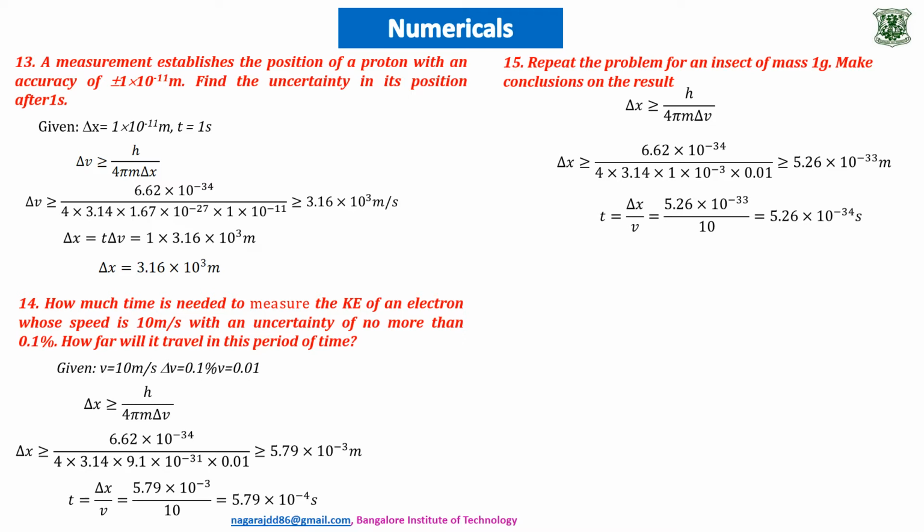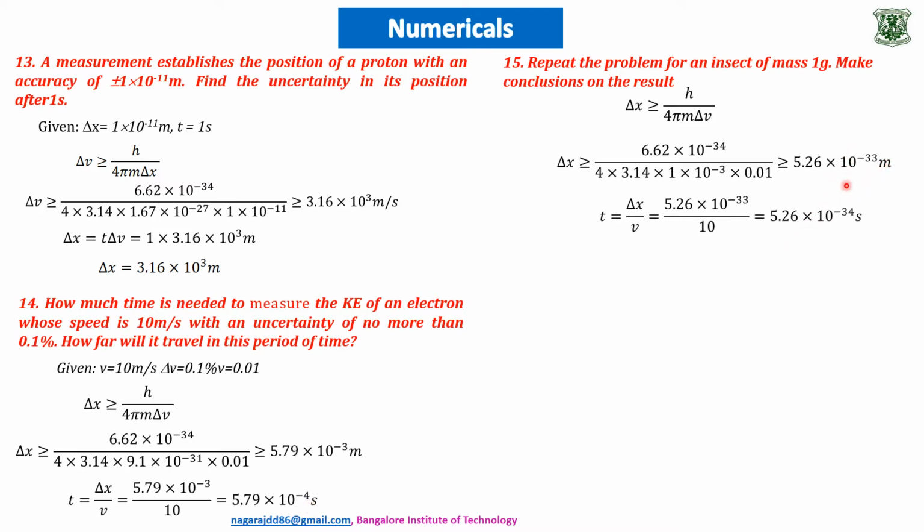Time taken is also very small. See, 10 power minus 34 second. Whereas here it is 10 power minus 4 second. Okay, just compare the 10 powers. The values of delta x and t in the case of the electron are very much greater than that of the insect.